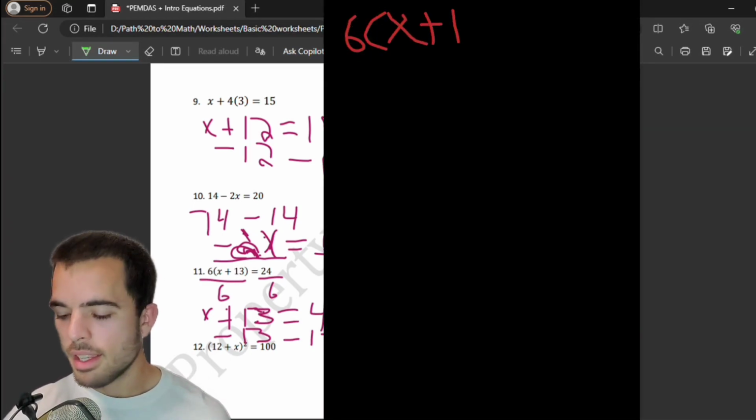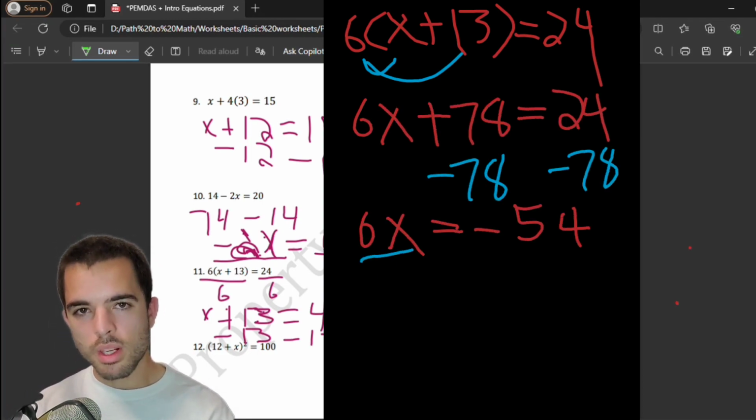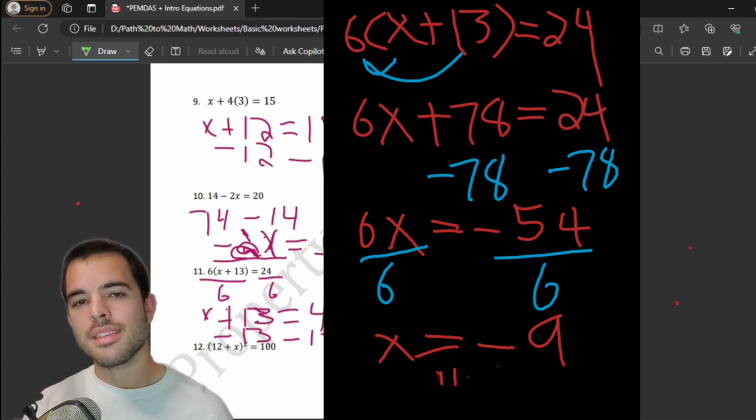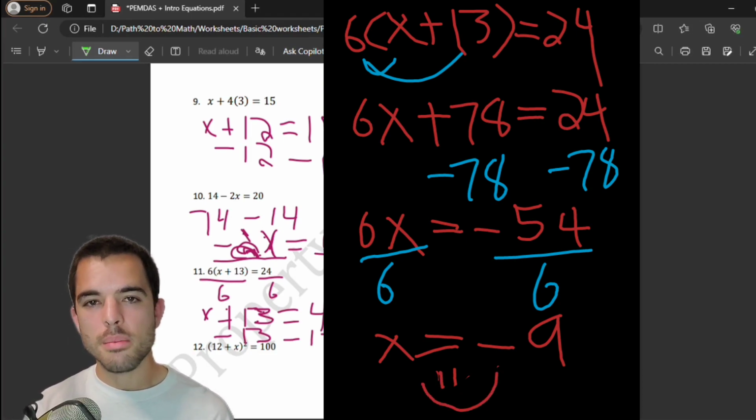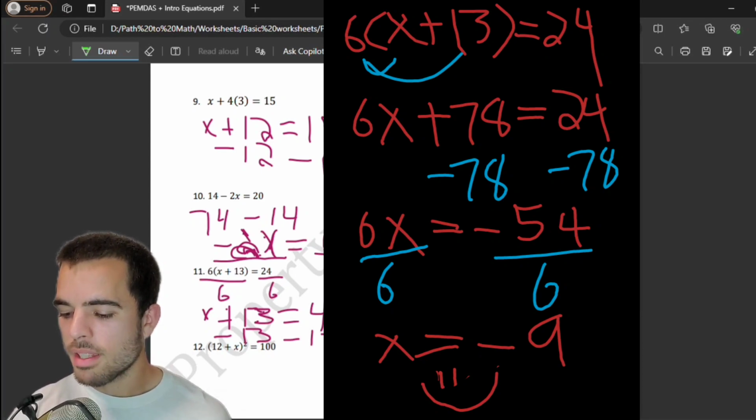We will distribute the 6 now. We'll get 6x plus 13 times 6, that's 6 times 3, giving us 18. 6 times 10, 60. 60 plus 18, 78. And now we can subtract both sides by 78 and then divide both sides by 6. X equals negative 9.